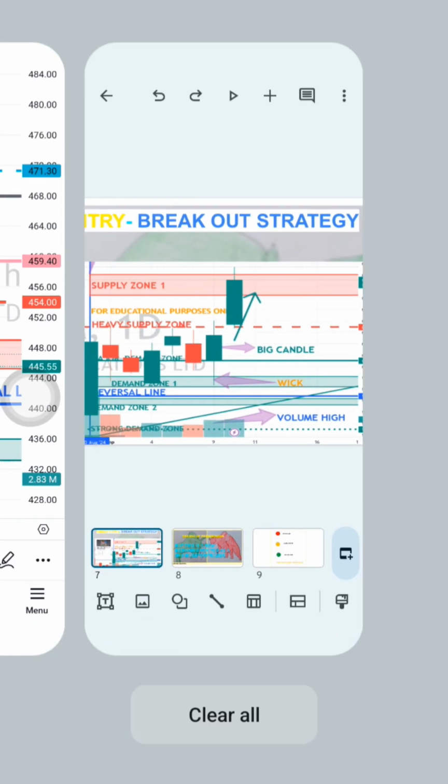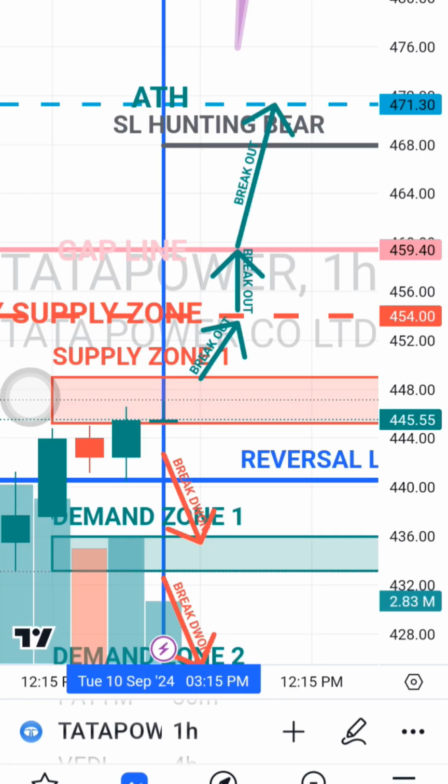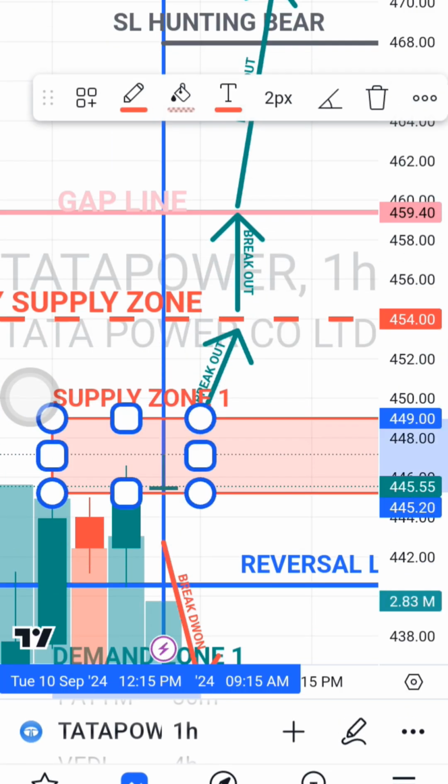And entry above the breakout, you can consider if there is a gap up above the supply zones, gap up with big candle and strong volume, you can consider for entry. Thank you.